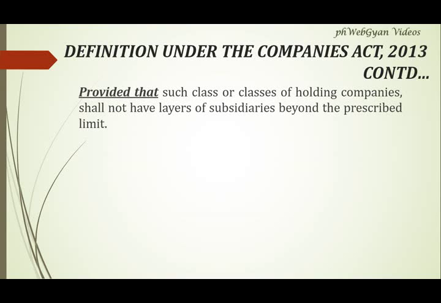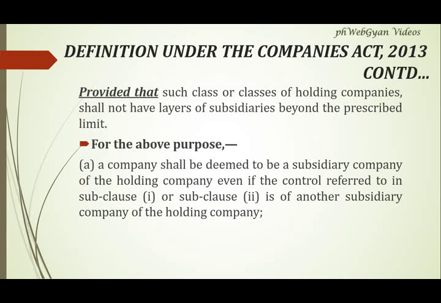Okay, now we are going to read the explanations that have been given in the definition itself, wherein it says that for the above purpose, a company shall be deemed to be a subsidiary company of the holding company, even if the control referred to in subclause 1 or subclause 2 is of another company of the holding company. So basically here they are talking about the indirect subsidiary. The word which has been used is deemed, which says that a company shall not become the subsidiary company on its own, it shall be deemed to be the subsidiary company.